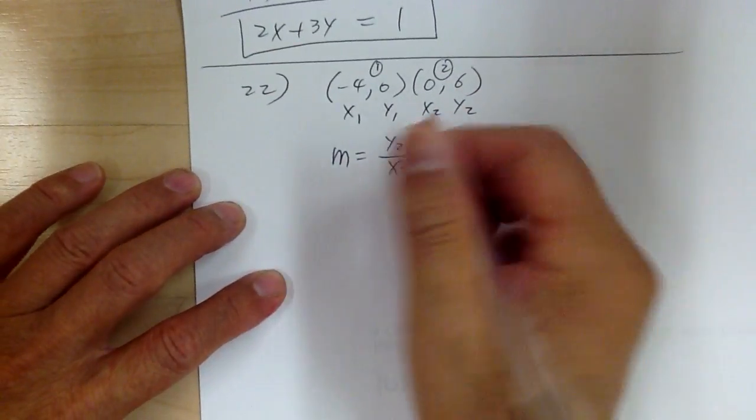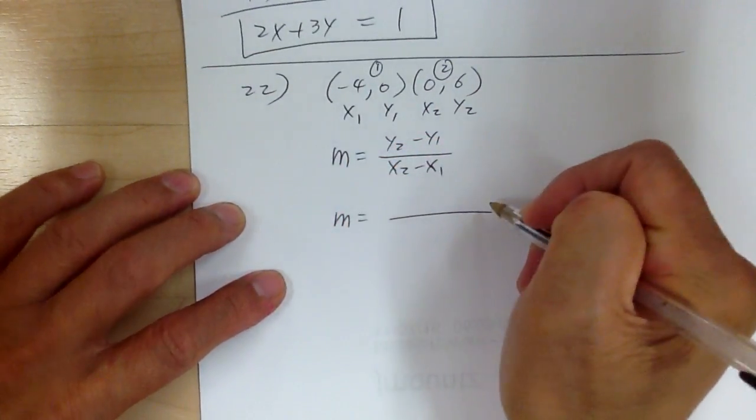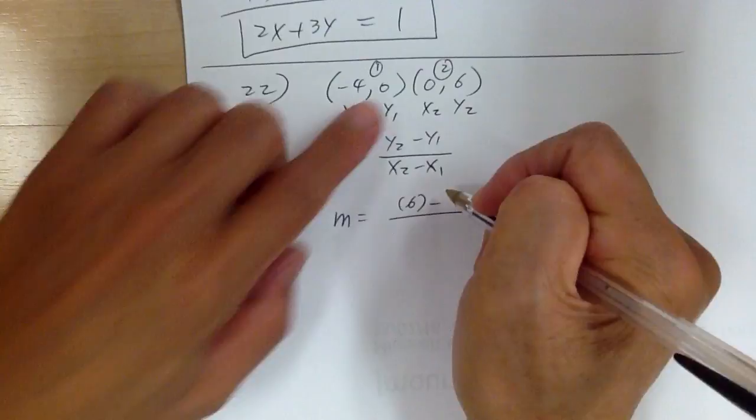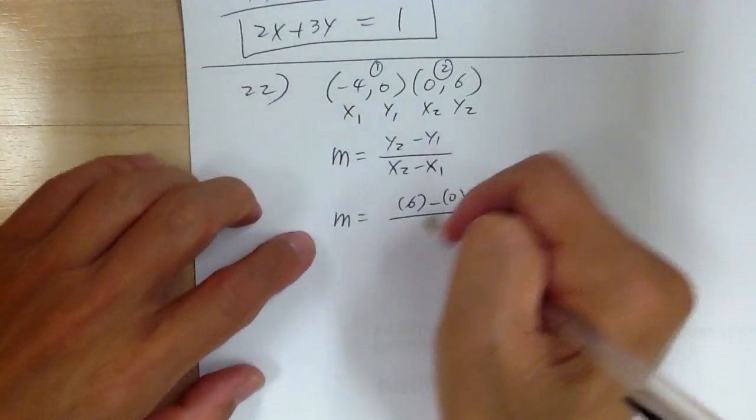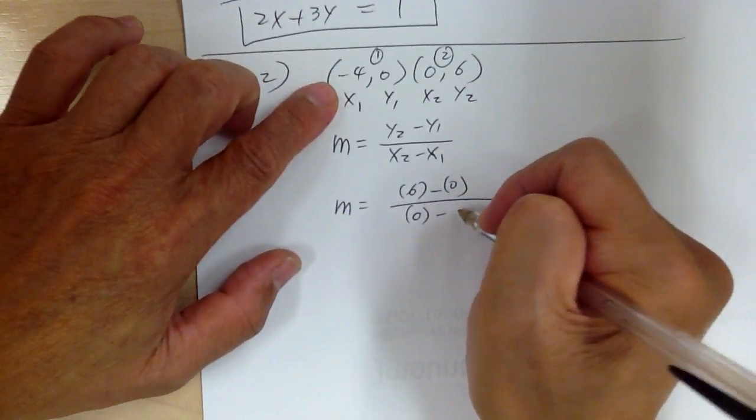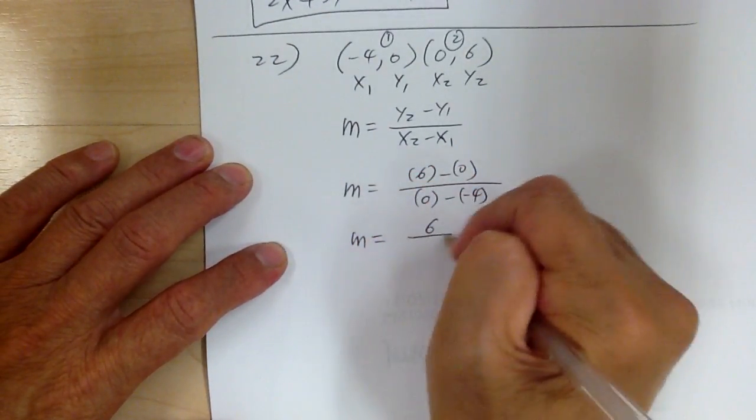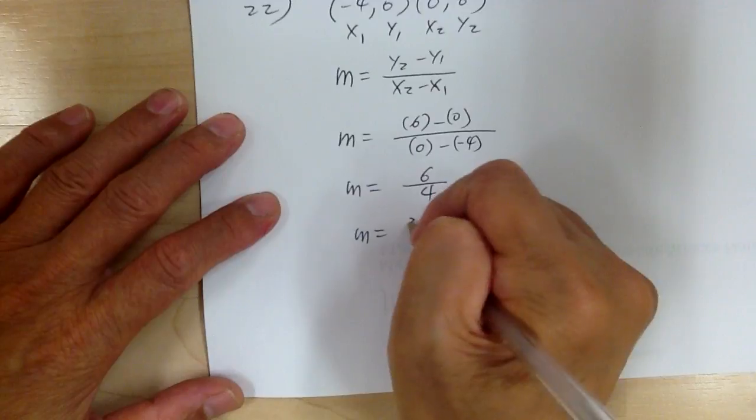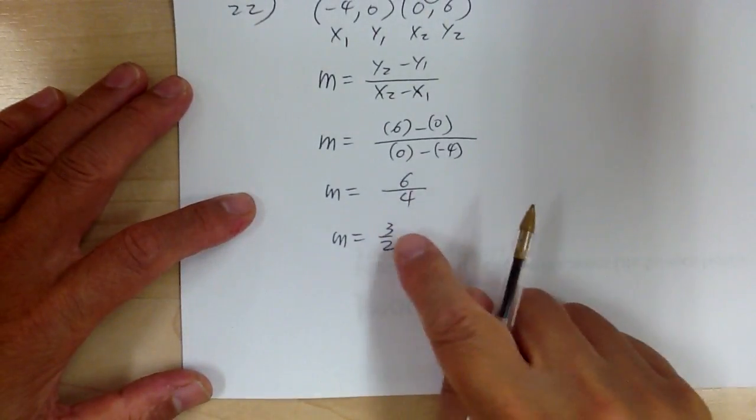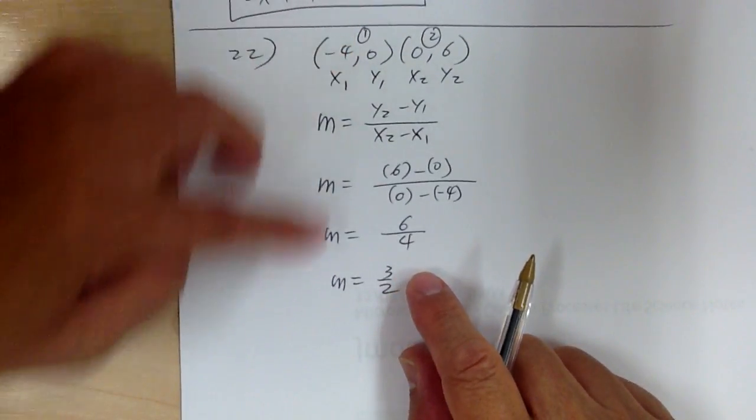And write down the formula. So m equals y2, so it's 6, y1 is 0, x2 is 0, and x1 is -4. So the slope is equal to 6 over 4, so slope equals 3 over 2. Now, once you find the slope, then you can use the point-slope form, right?